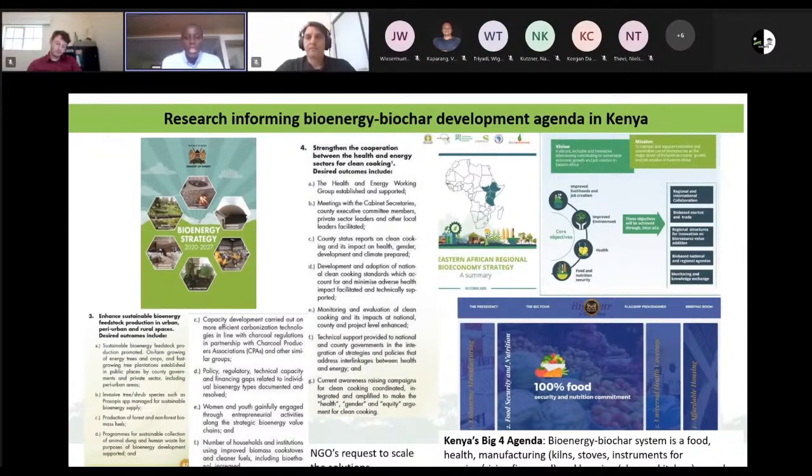So the take-home message is that these bioenergy, biochar systems are contributing to livelihood, environment, and mitigating climate change. And in the next slide, there is further reading that people can access.